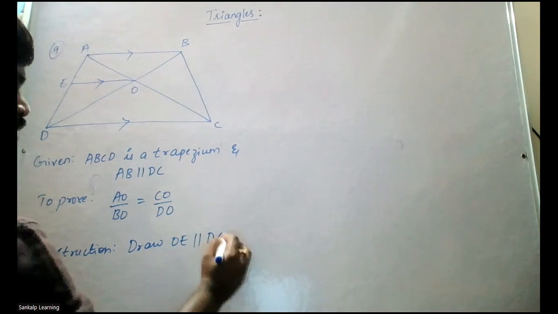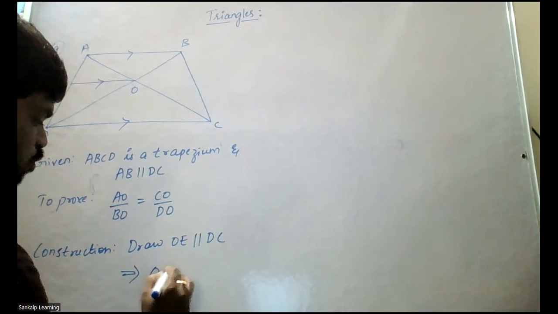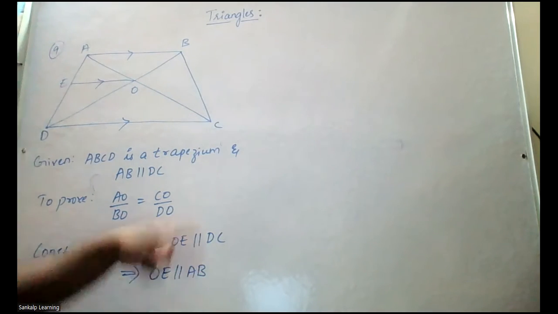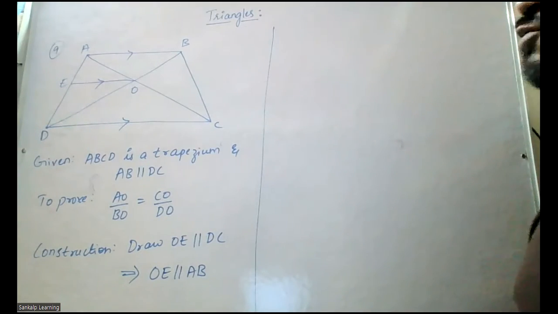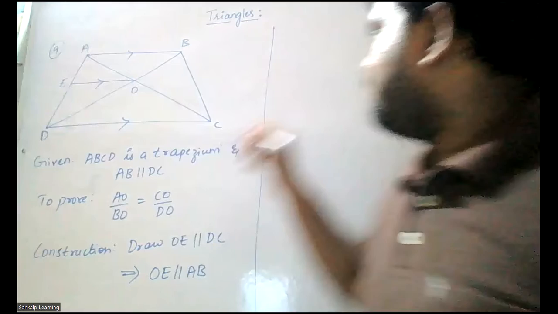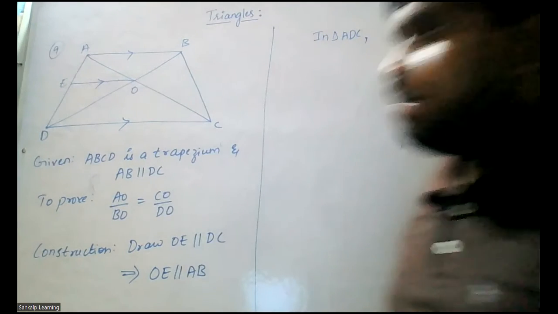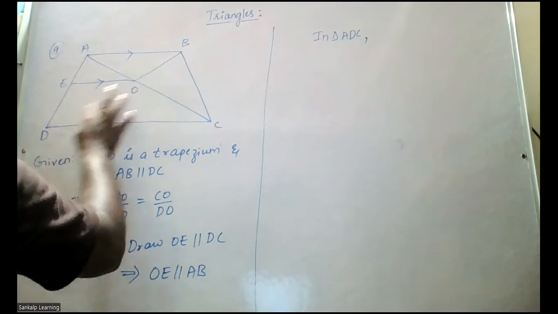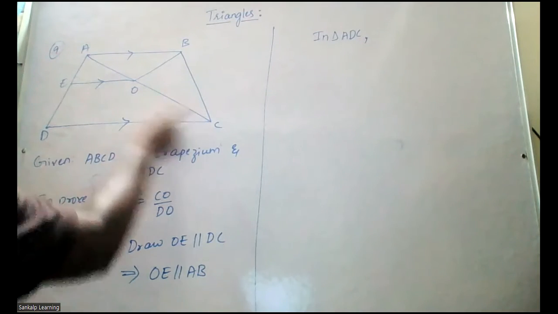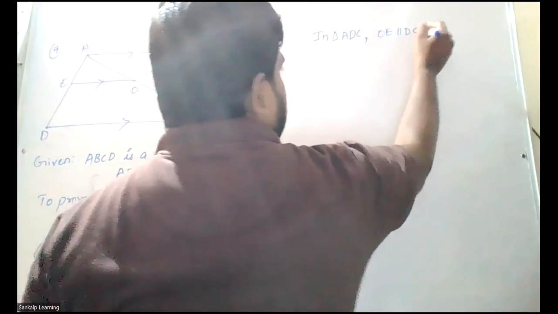OE parallel to DC, which implies that if OE is parallel to DC, OE will also be parallel to AB, because AB and DC are parallel. Therefore, OE will be parallel to AB. Now, let's focus on triangle ADC. In triangle ADC, let me erase this part for our better understanding. I'm taking this triangle ADC. In that, OE is parallel to DC, isn't it?